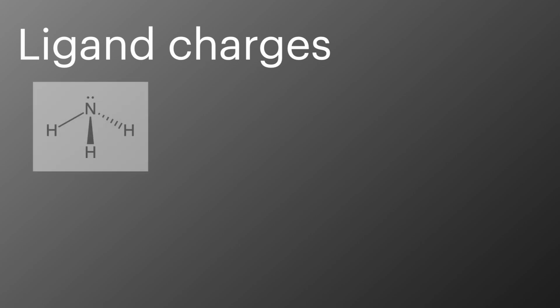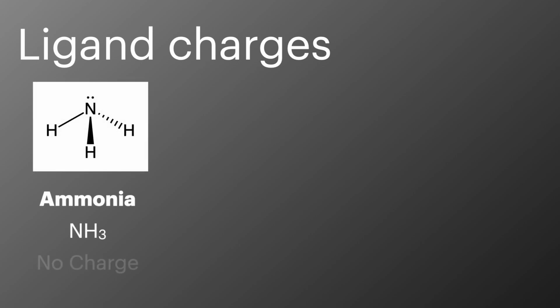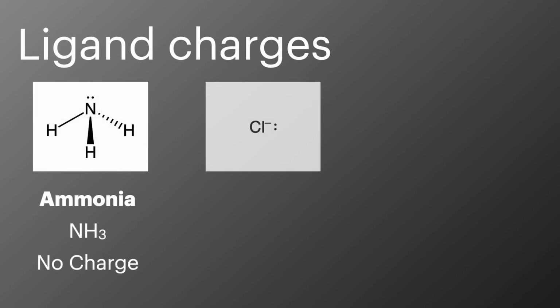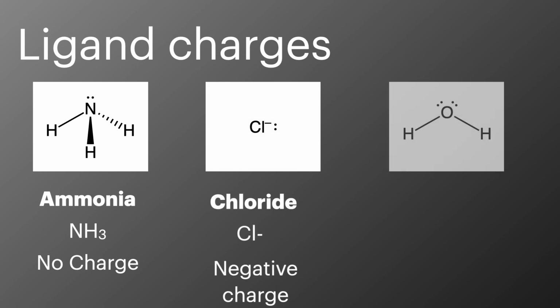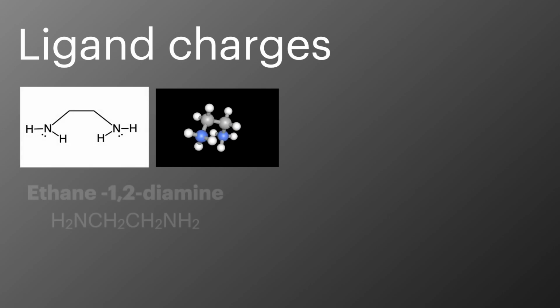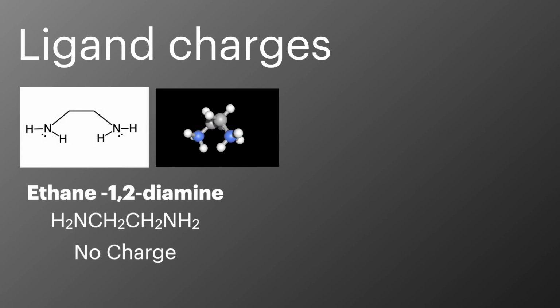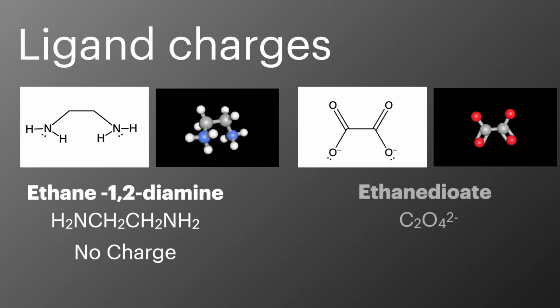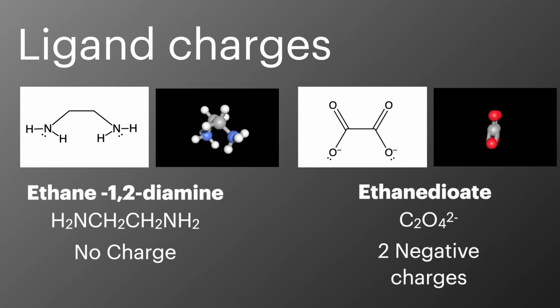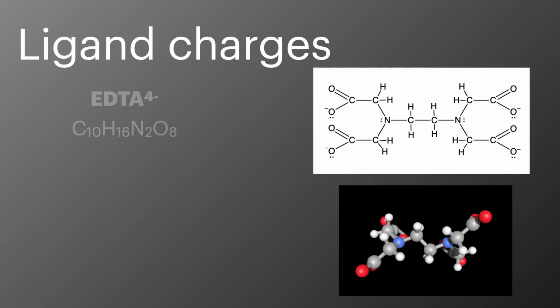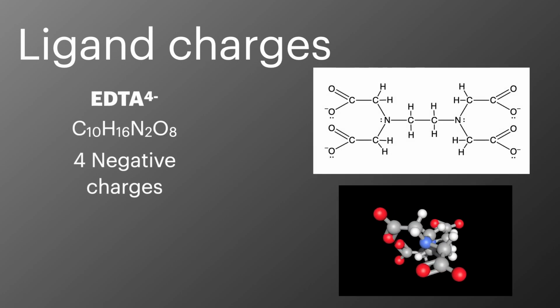So first of all, we'll look at our monodentate ligands, and we've got ammonia. Ammonia, NH3, has no charge on it. The chloride ligand, the chloride ion Cl-, has a negative charge on it, and the water ligand, H2O, has no charge. Our bidentate ligands then, we've got ethane-1,2-diamine, and that has no charge on it. And then we have ethanedioate, and that has 2 negative charges on it. And then our final one is our multidentate ligand, EDTA, and that has 4 negative charges on it.